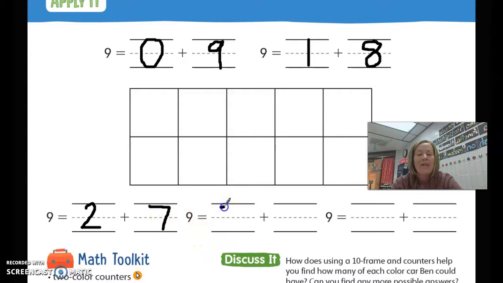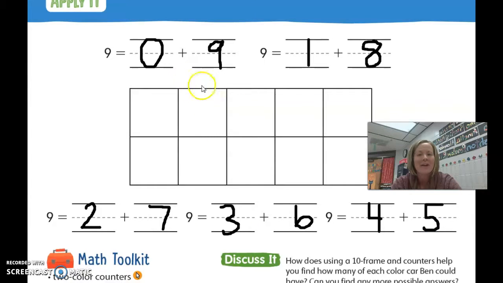All right, what if I already have 3? How many more would I need to get 9 if I already have 3? Ooh, you knew it. I would need 6. Nice work. Ooh, what if I already have 4? How many more would I need to get 9 if I already have 4? Ooh, I would need 5. Nice job, boys and girls.